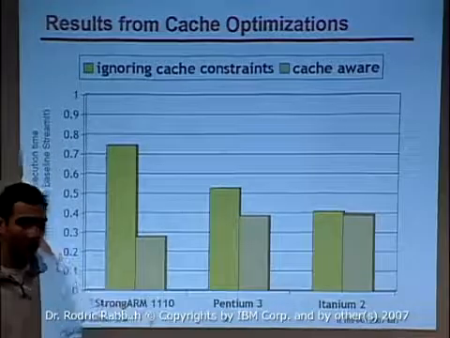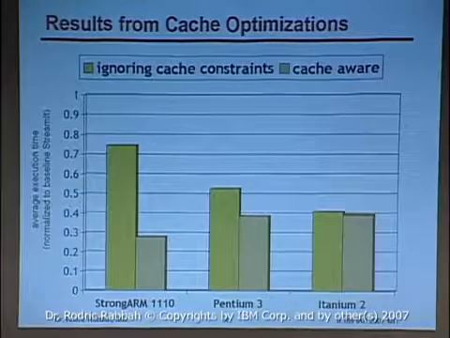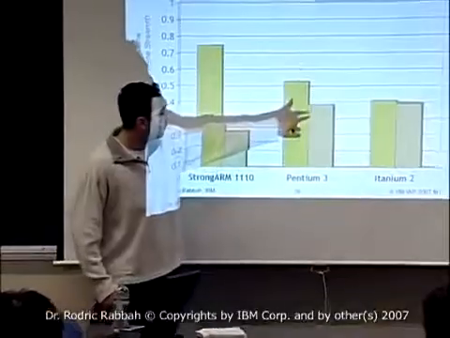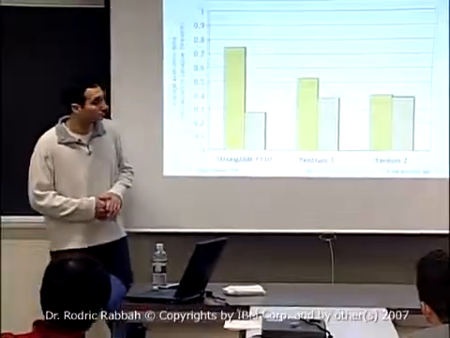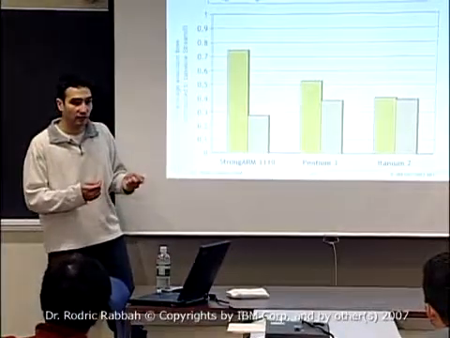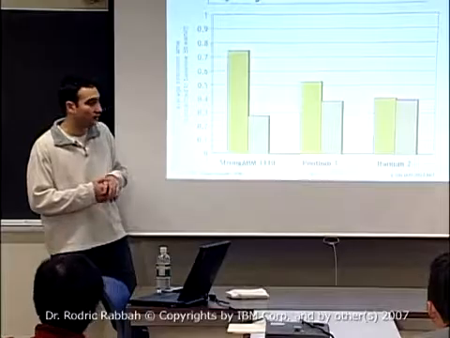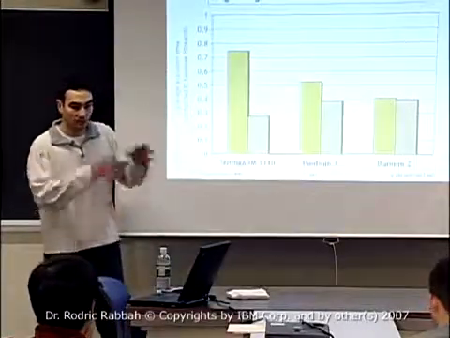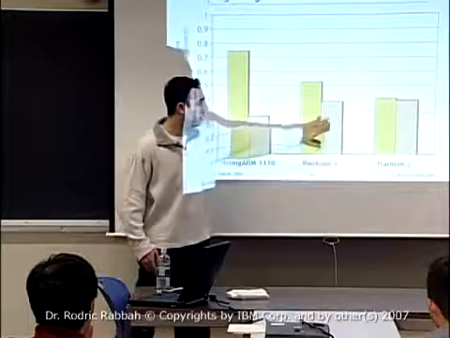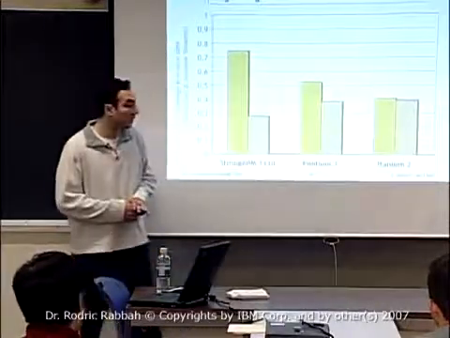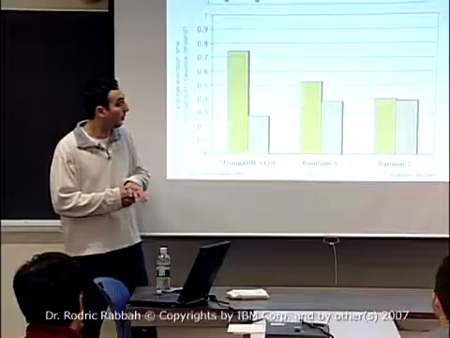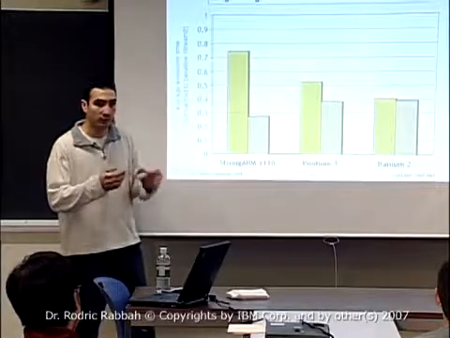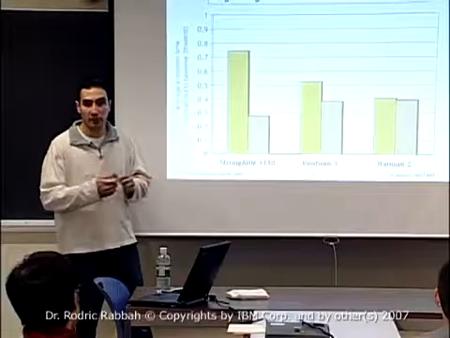On the Pentium 3, where you have a cache to help you out, the benefits are there, but you don't get as big a benefit from ignoring the cache constraints versus being aware of the cache constraints. So here you're actually doing some of that middle column, whereas here we're doing the third column, the cache-aware fusion. And in Itanium, we really get no benefits between the two.